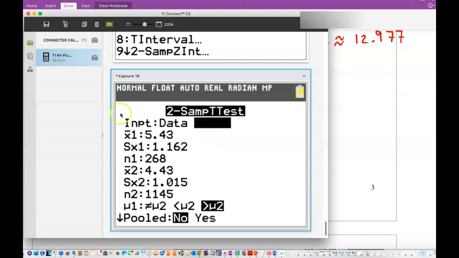So on this board we have, okay, let me take another one. Okay, here we have stats, and then enter all the data we have for this board. For the first group, sample mean is 5.43, standard deviation 1.162, and sample size was 268. Enter all these for second group. Then here again we have right tail, so choosing this one is greater than mu2, and then again no pooling, and then scroll down.